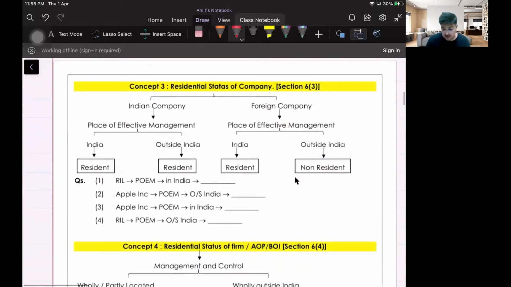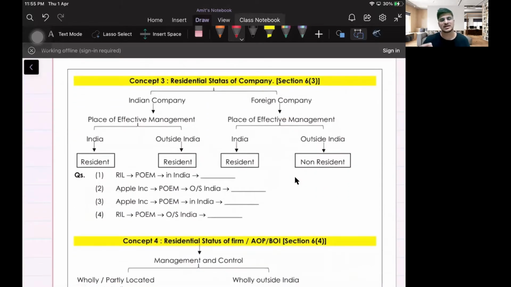Then I will move on with the next concept of residential status of company. The residential status of company will be dependent upon the place of effective management. We will see that now. Company can be of two types. One is foreign company, second is Indian company.